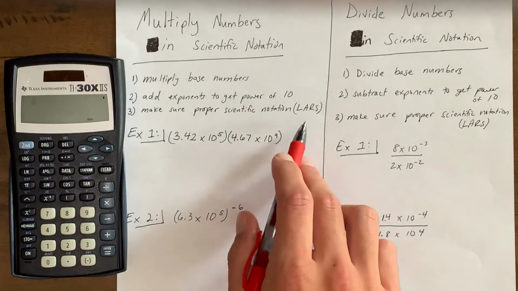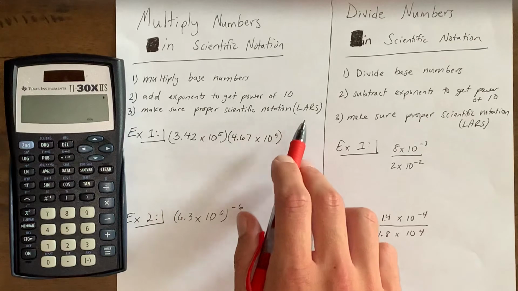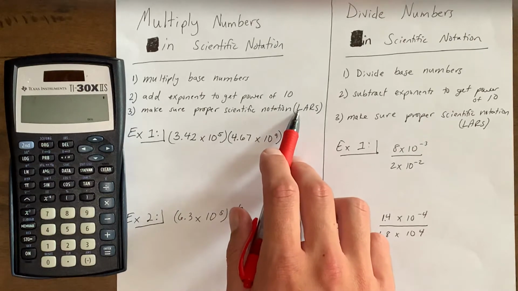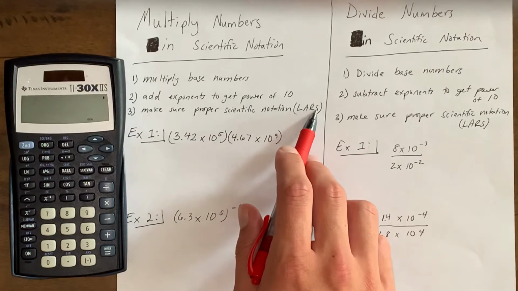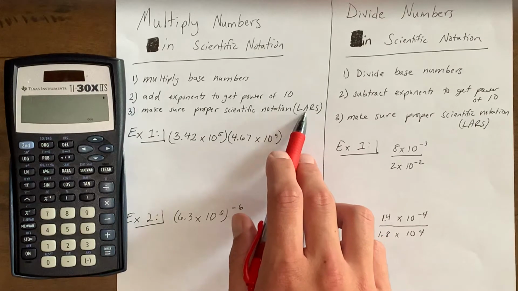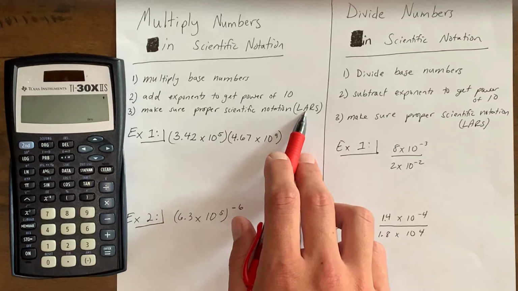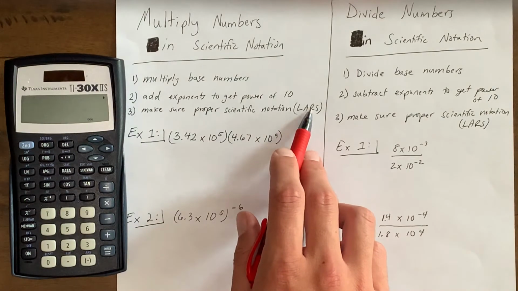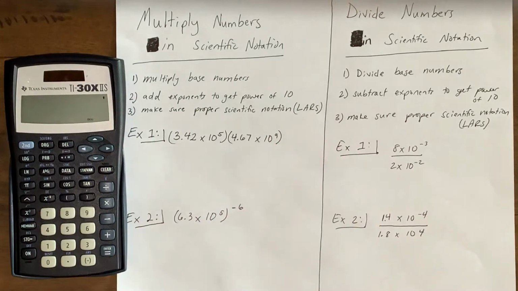And we have another acronym for that. I call it LARS. So LARS stands for left, add, right, subtract. Okay, so if I move my decimal to the left, I have to add to my exponent the same number of times I moved my decimal. So if I move my decimal once to the right, I have to subtract 1 from my exponent. So we'll see examples of that in just a second.